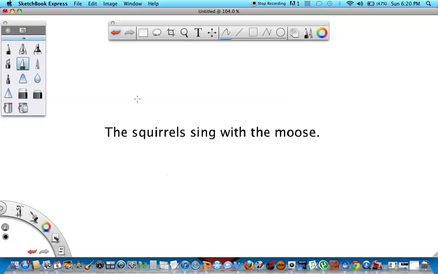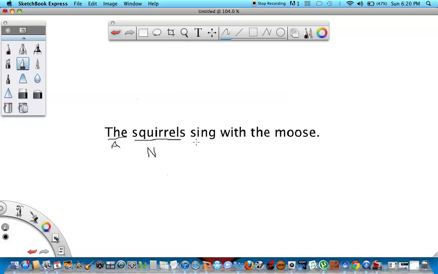So first, I guess we'll start with the first word, which is the. The is an article, so I'll write A under it. The next word is squirrels, which is a noun, because a noun is a person, place, or thing, and squirrels is a thing. So this is going to go with N.